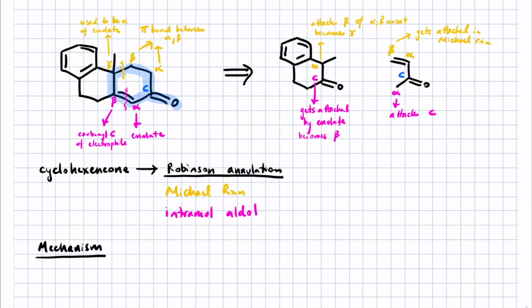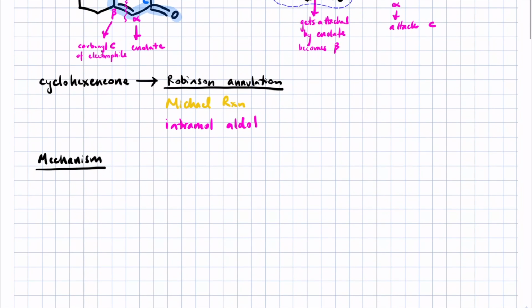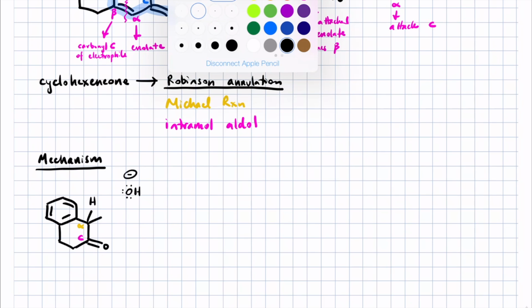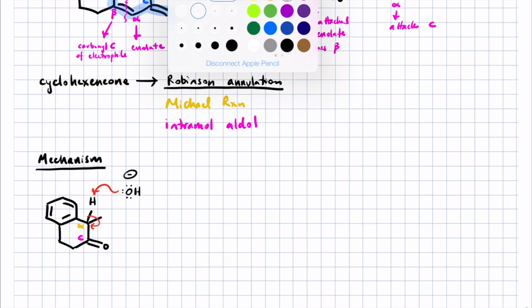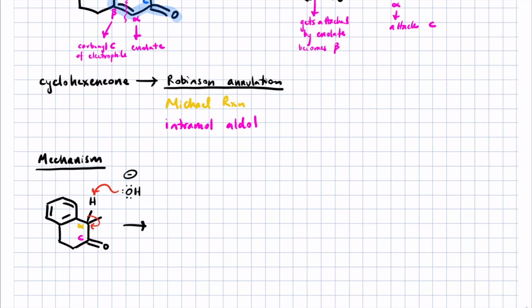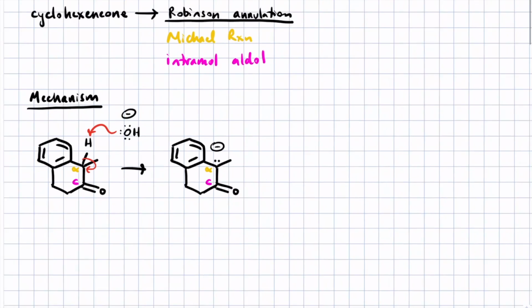All right, for the sake of speed and realizing that you can pause the video at any time to try to get caught up, I will show you the Michael reaction. First, we're going to have hydroxide act as a base to remove the alpha proton. That's going to give us an enolate, which I'm going to draw here. Negative charge on yellow alpha carbon.